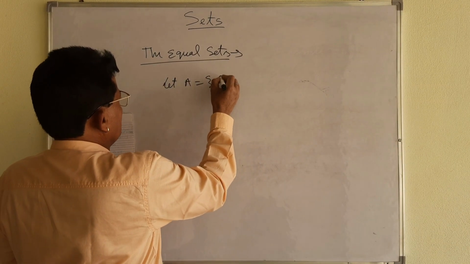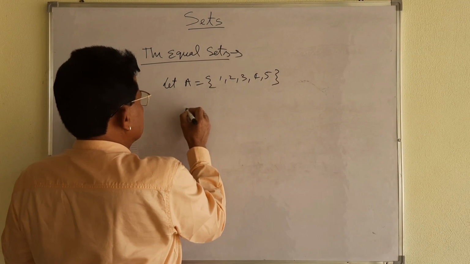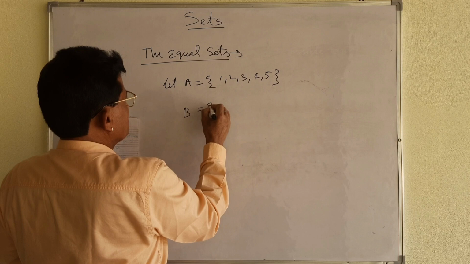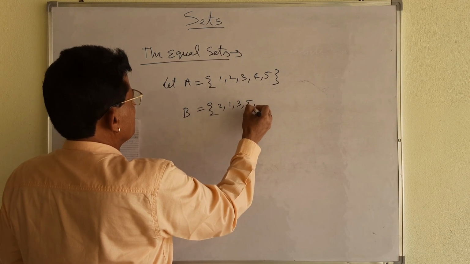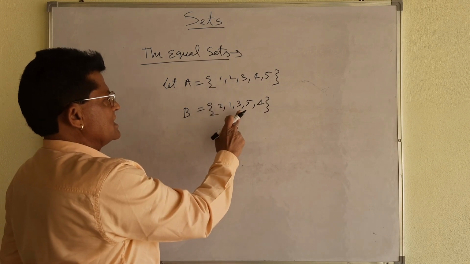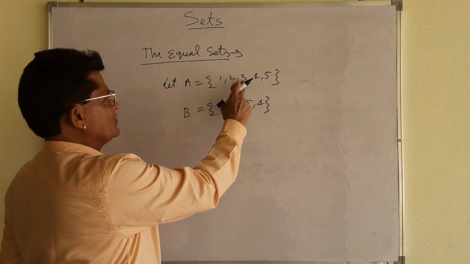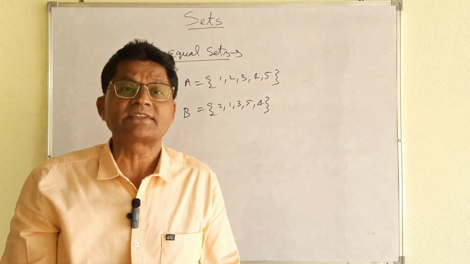Let A be 1, 2, 3, 4, 5. Five elements are there. And set B I am taking 2, 1, 3, 5, 4. 1 is here, 1 is here, 2 is here, 2 is also here, 3 is also here, 4 is here, and 5 is here. Elements are exactly same.